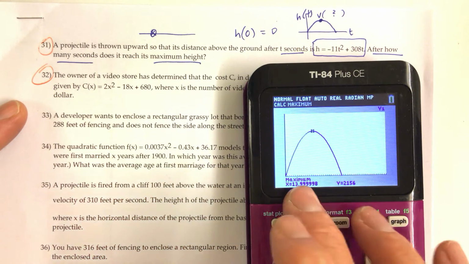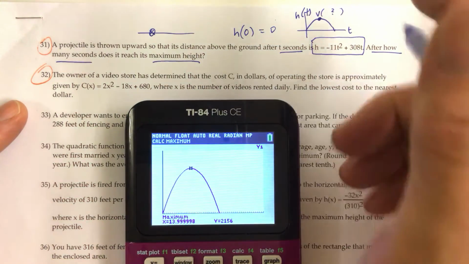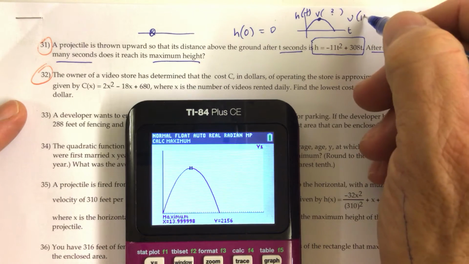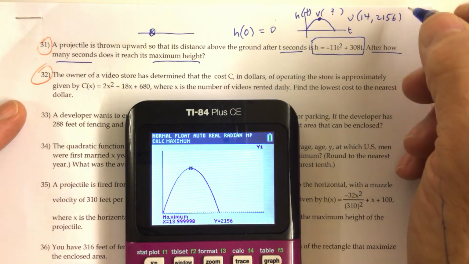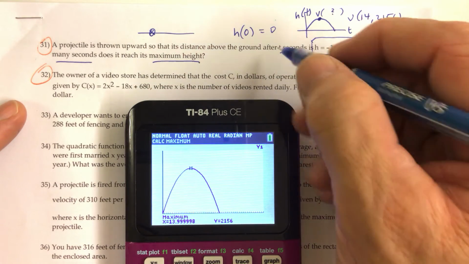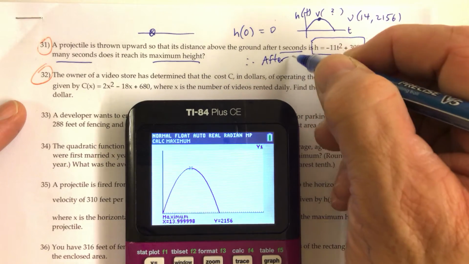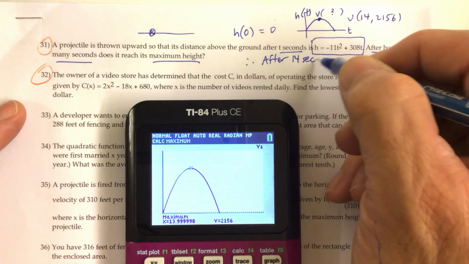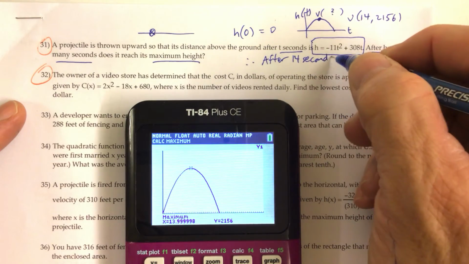13 point, so you see all those 9s there. When you round that number to the nearest 3 digits after the decimal, it actually rounds to 14. So our vertex then is at 14, 2156. And what does that mean? After how many seconds does it reach its maximum? After 14 seconds. That's all.